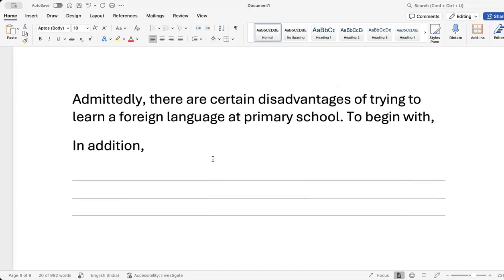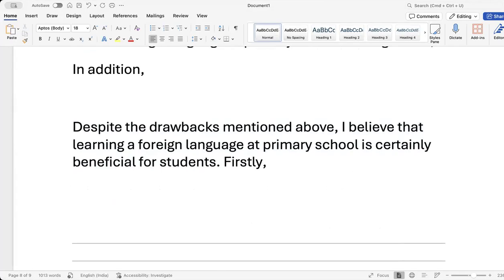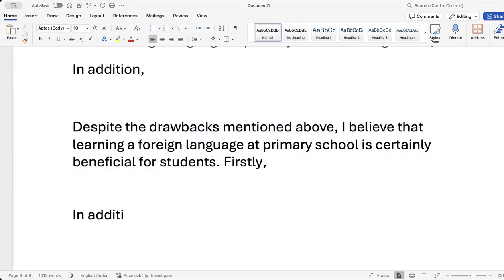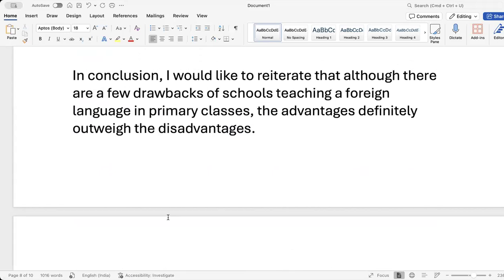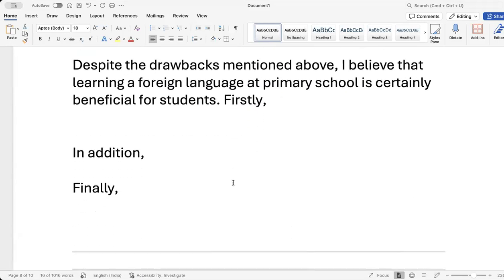And then you're going to give three points. Firstly, in the first paragraph, and then in addition, furthermore, or finally in the next body paragraph. And then you're just going to write your conclusion like we practiced. That's your whole essay. There's nothing else in this whole essay. So, does anyone have any doubts now regarding this essay type?